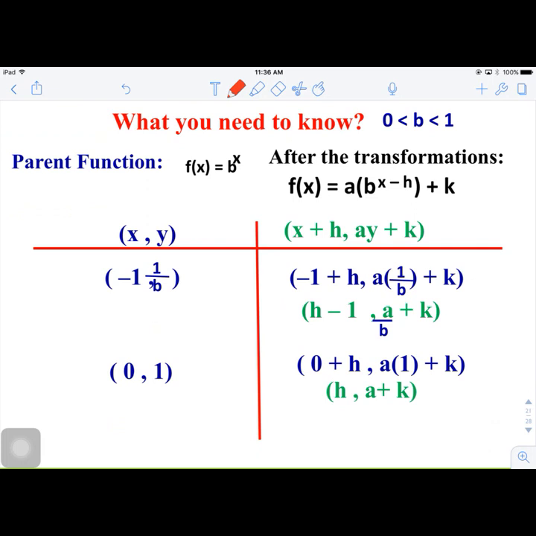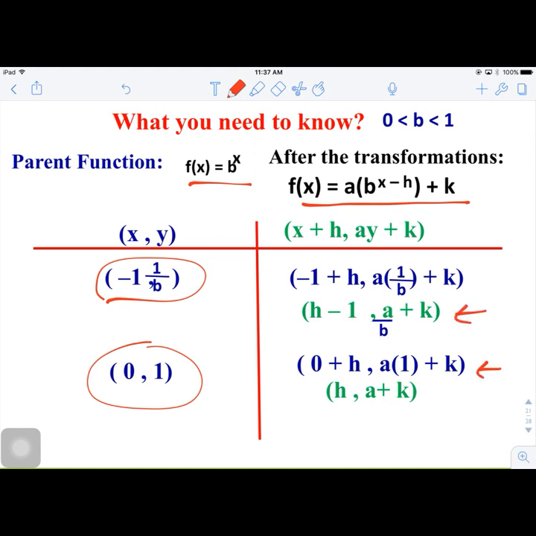What we already know is that this is the parent function, f of x equals b to the x, and then these are the general equations that are caused by the transformation. So these are the reference points here, and these are the equations that we will use to help us find a and b in our equations.